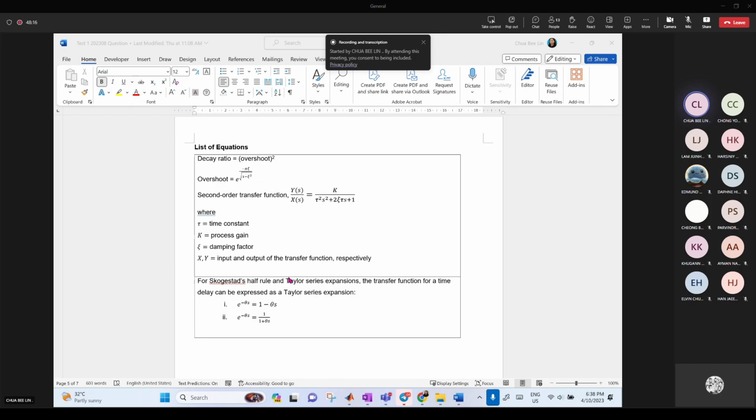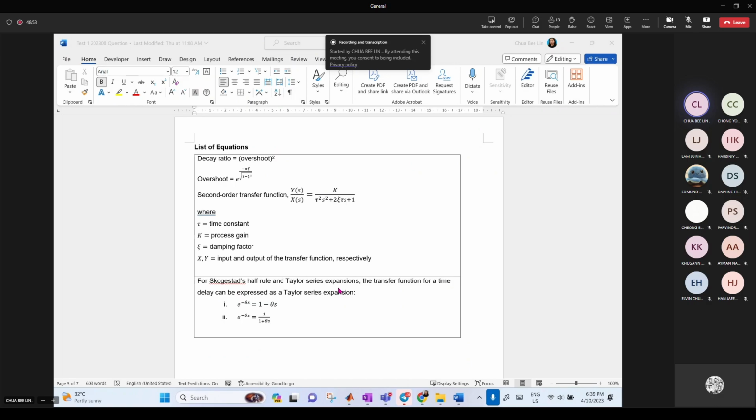And for one of the simple methods in the previous tutorial, we actually have a higher order model that you approximate using the Skogestad half rule and Taylor series expansion. So we have plenty of examples to cover for the Skogestad method and Taylor series expansion. So these two equations are given to you to start. For example, for the top, you are going to use 1 minus theta s. For the rest, you have to do the expansion and have the pattern of this. So go through the tutorials again. There will be one of the questions talking about the Skogestad method and Taylor series expansion.